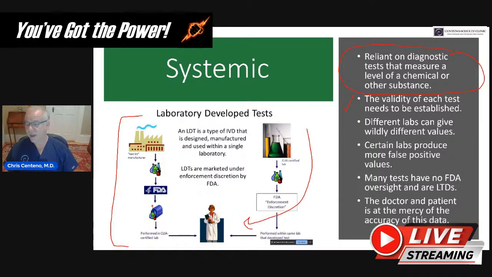And so you'll get wildly different values from different labs, and certain labs are going to produce more false positives. And again, there's no oversight from the FDA on these tests. So the doctor is kind of at the mercy, as is the patient, of the accuracy of that test. And please don't assume that all these tests that you're seeing and getting have that accuracy linked back to a diagnosis. They really don't, and no one really knows in many instances.